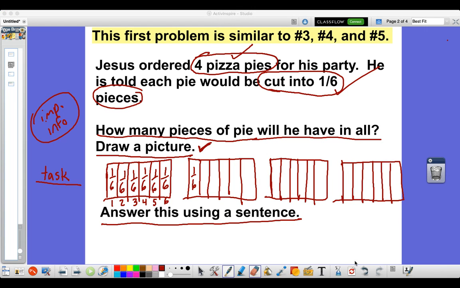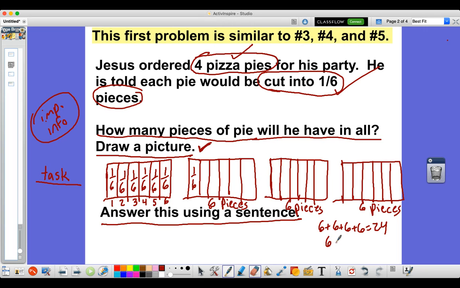Now, how do I count this faster, okay? So here's 6 pieces here. Here's another 6 pieces here. Another 6 pieces here, okay? So how do we count this? If we wanted to, we could add them up. You would get 24. Or you could multiply. Hey, this is 6, 4 times.